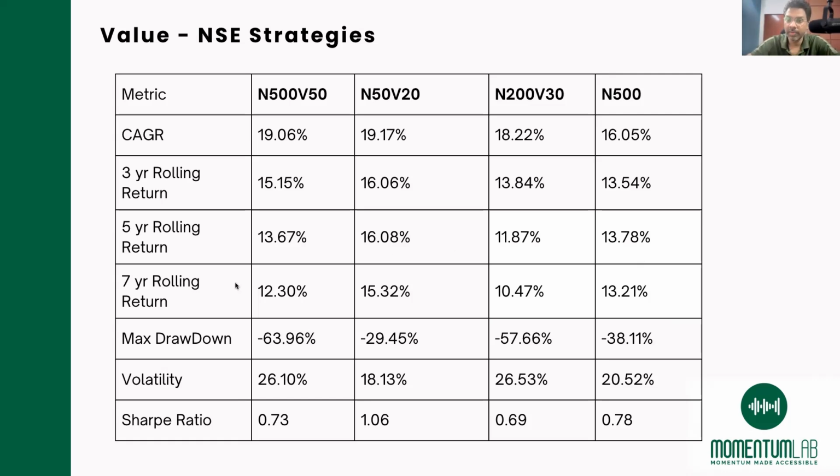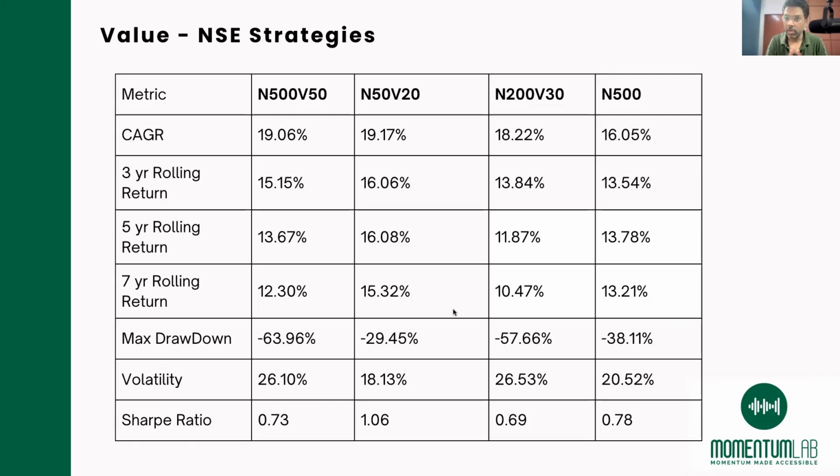Let's take an even longer period of 7 years. In 7 years, it even further worsens, especially for Nifty 500 value 50. It comes down to 12.3. For Nifty 200 value 30, it comes down to 10.47. Nifty 500 is at 13.2, whereas Nifty 50 value 20 is at 15.32. So in a longer time frame, the value strategies actually deteriorate.